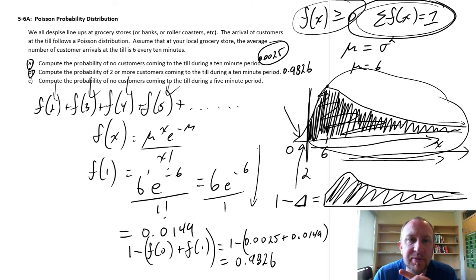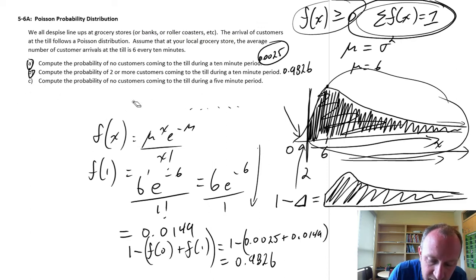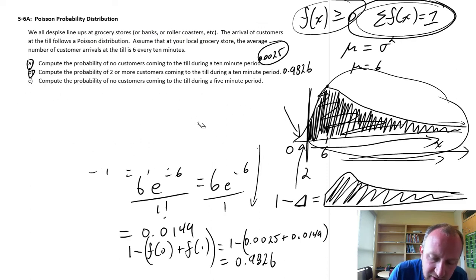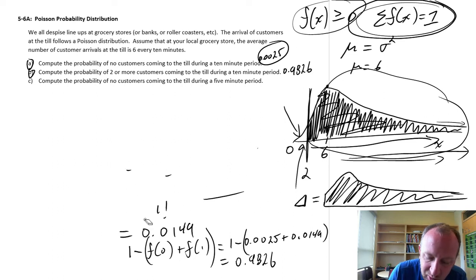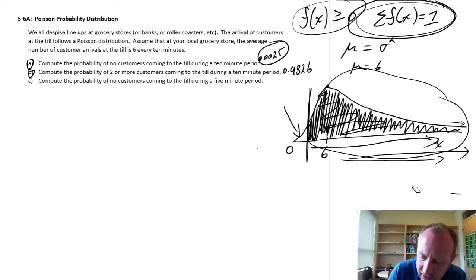in a 10-minute period. Okay, compute the probability of no customers coming to the till during a 5-minute period. So now we have to make an adjustment to our mean, to our interval. And now we have to utilize the fact that the interval width, in this case, is 10 minutes. And it's a simple adjustment to make.